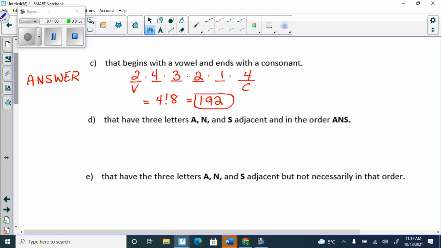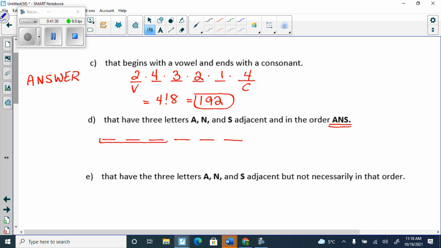So, next one says that have 3 letters A, N, and S adjacent. Adjacent means what? Together, side by side. That's what adjacent means. And it has to be in the order, this is important. It has to be in the order A, N, S. So we have 1, 2, 3, 4, 5, 6 hooked together. Now normally it's 3, 2, 1, but not this time.